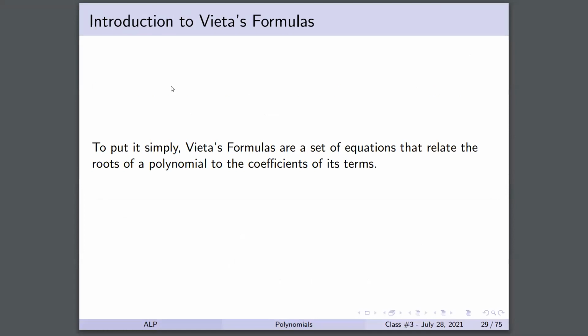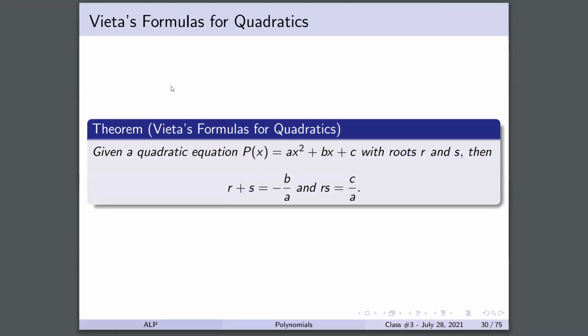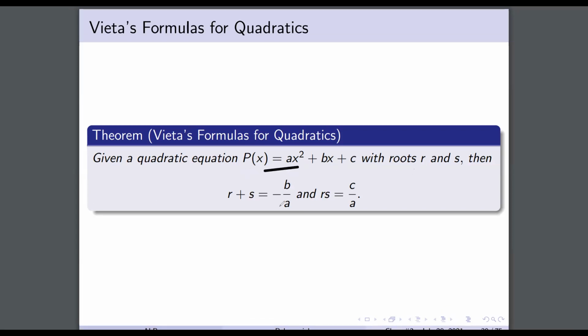All right, so now we have Vieta formulas. Vieta formulas are a set of equations that relate the roots of a polynomial to the coefficients of its terms. So, Vieta formulas for quadratics. This is actually important that you know these. If you have a quadratic with roots r and s, then r plus s equals negative b over a, and rs equals c over a.